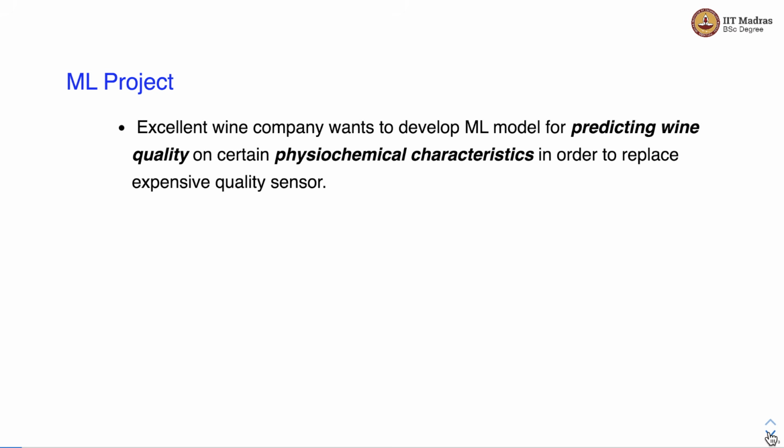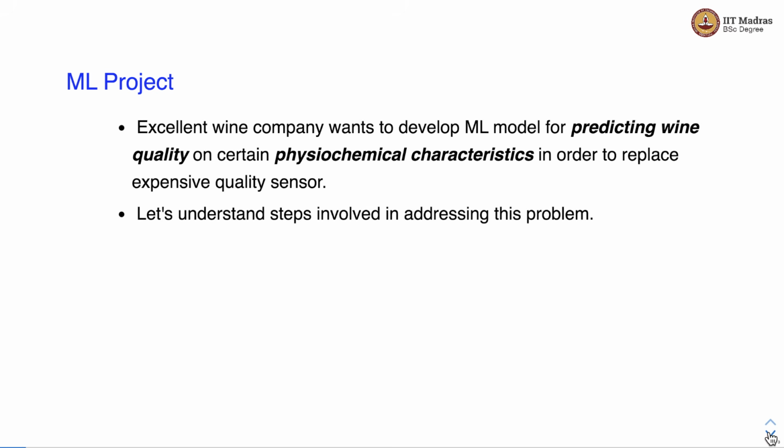So as a practical setup, consider that there is an excellent wine company that wants to develop a machine learning model for predicting wine quality based on certain physicochemical characteristics of the wine. They want to use this machine learning model to replace the expensive quality sensor. Let us understand the steps involved in addressing this problem.